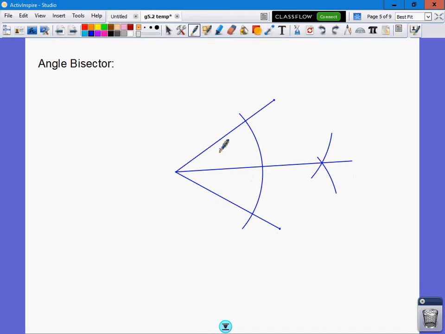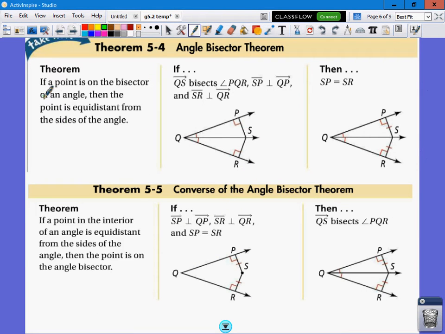And because it created an angle bisector, this angle and this angle were congruent. It cut it into two equal pieces. Now, the theorem says if a point is on the angle bisector of an angle, then the point is equal distance from the sides of the angle.